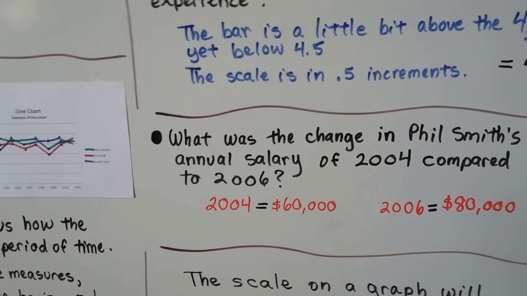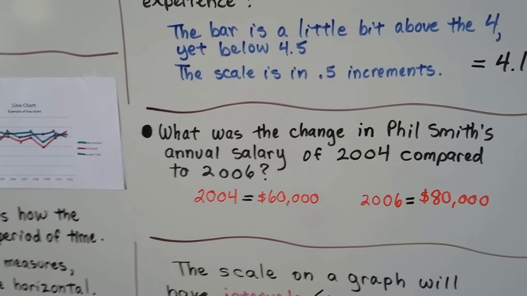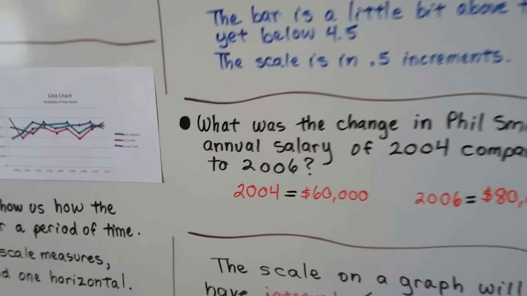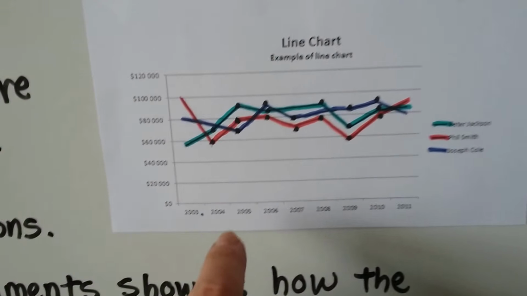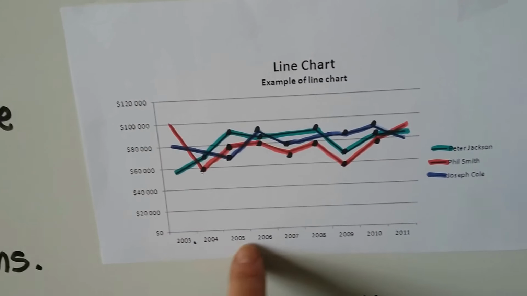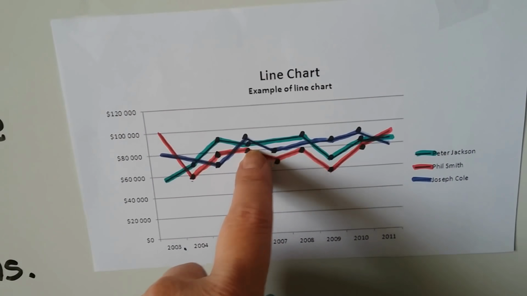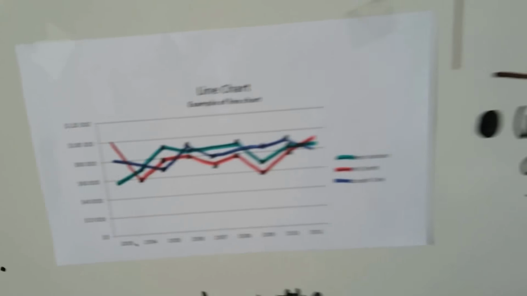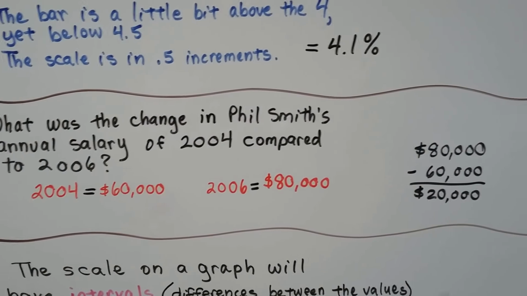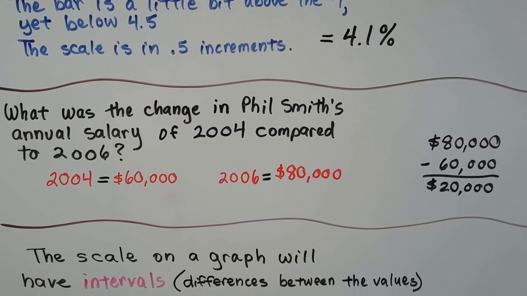Now, for this line chart, what was the change in Phil Smith's annual salary of 2004 compared to 2006? So we look along the bottom for 2004. It's right here, and we see it's at 60,000. We go to 2006 and see that it's at 80,000. The change was the 80,000 minus the 60,000. The change was 20,000. See?